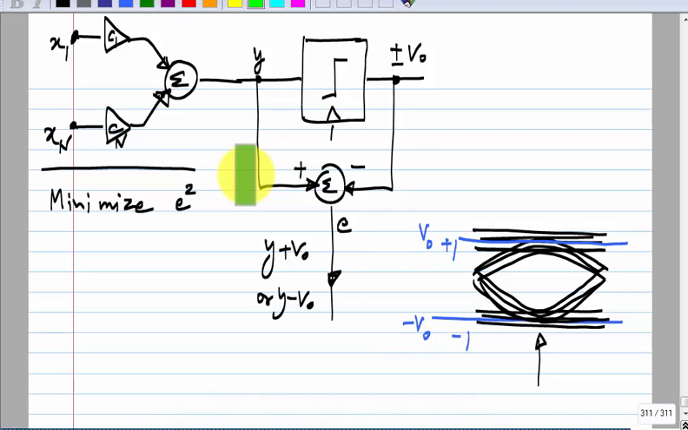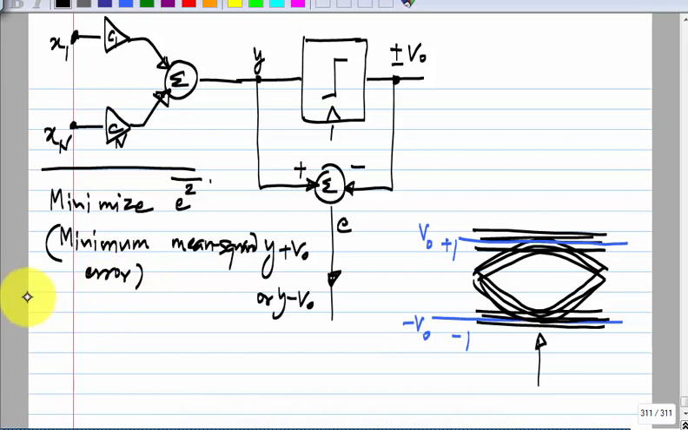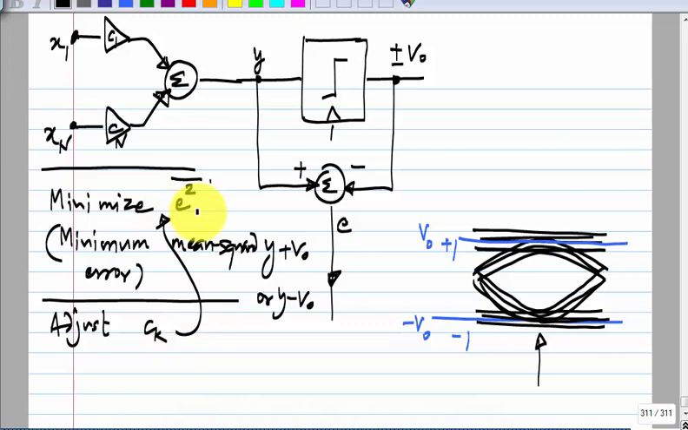Okay? So basically, this is the minimum mean square error. Okay? So I want to adjust the coefficient ck so that I minimize e square. Is this fine? So then clearly if I succeed in this, what will happen? The values of y at the sampling instant will be clustered around either plus 1 or minus 1.